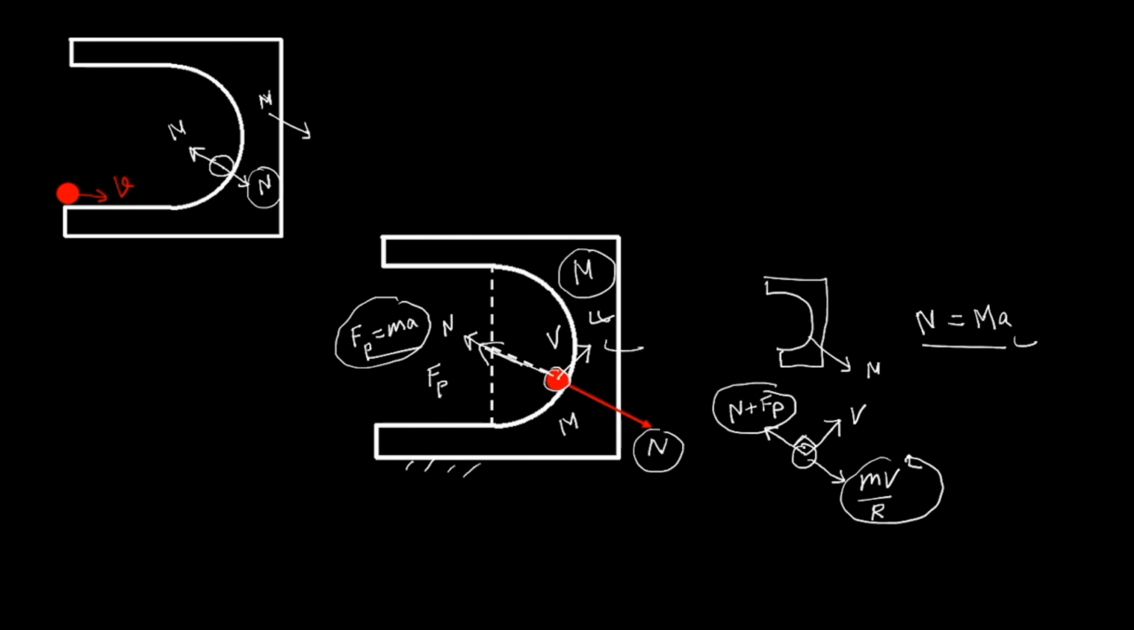These two forces are radial and the velocity is tangential. That means no force is there to stop this velocity. No force is acting in this direction. All the force is radial. So this v will remain the same. This is a very important concept.